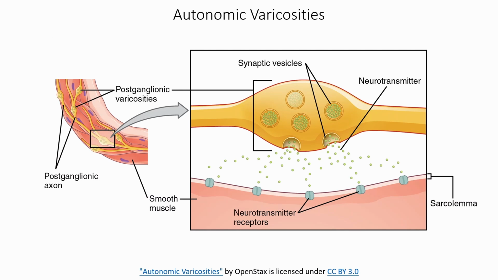So this is what we're looking at. We see this little swelling, little bubble-like structure, and this is the varicosity, right? All these vesicles inside. These little green dots represent the neurotransmitters. They can fuse, spill those neurotransmitters into this area here, and then the target organ can receive those through a receptor.